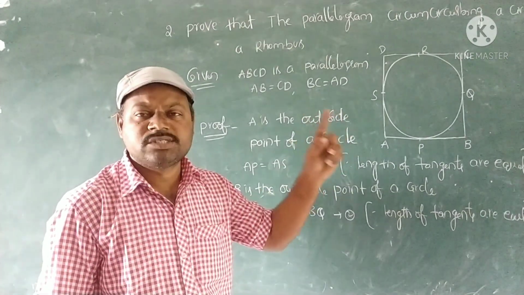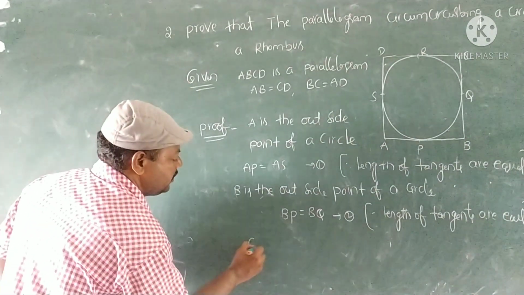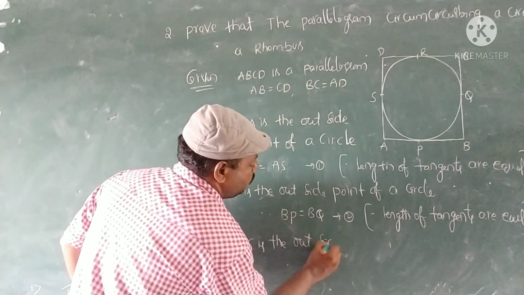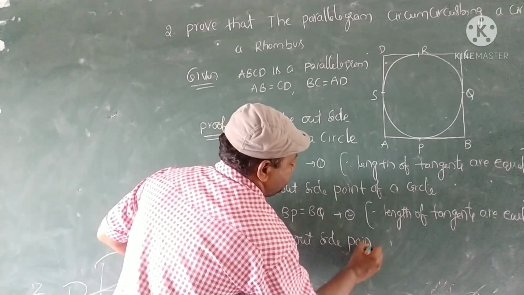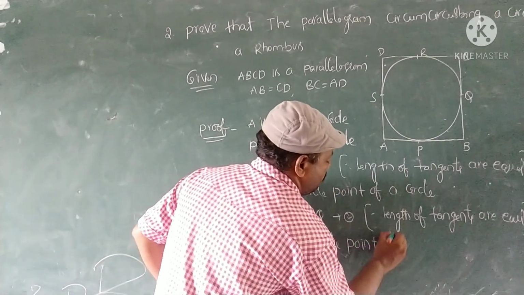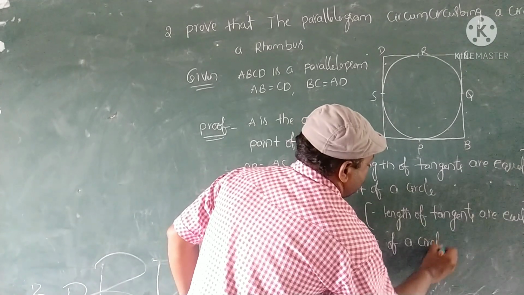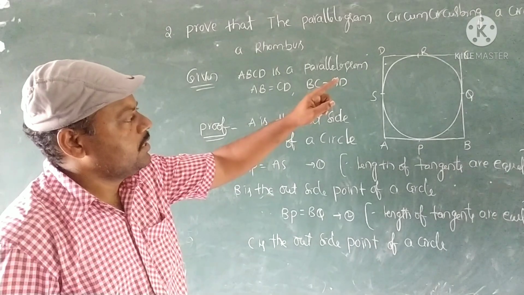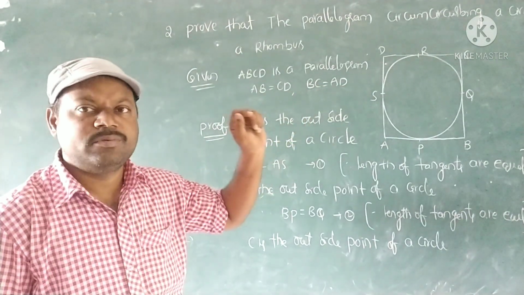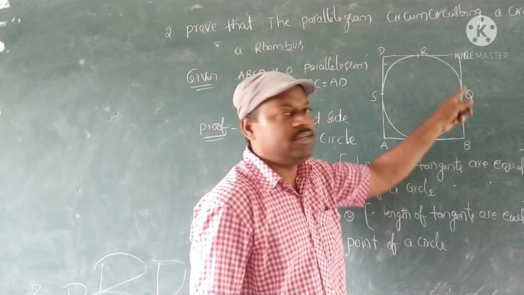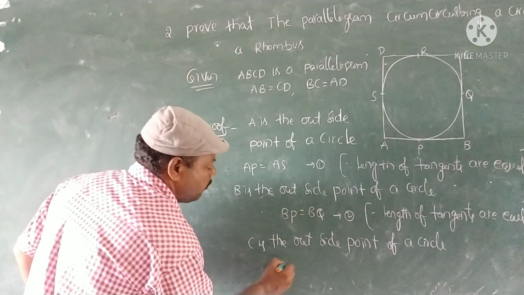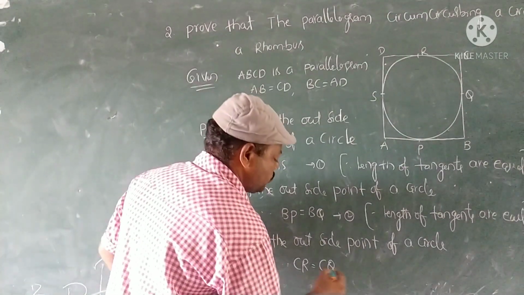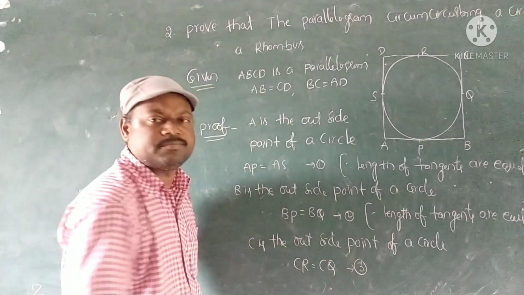C is also an outside point of the circle. So that means CR is equal to CQ. CR is the first tangent, CQ is the second tangent. Therefore, CR equals CQ. This is the third equation.